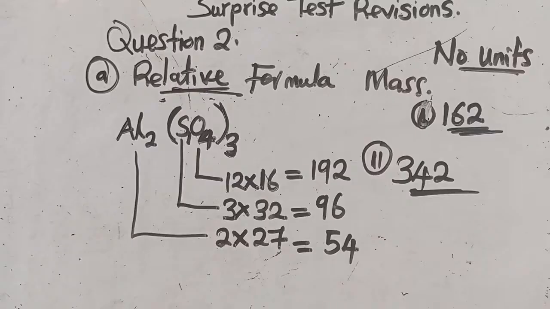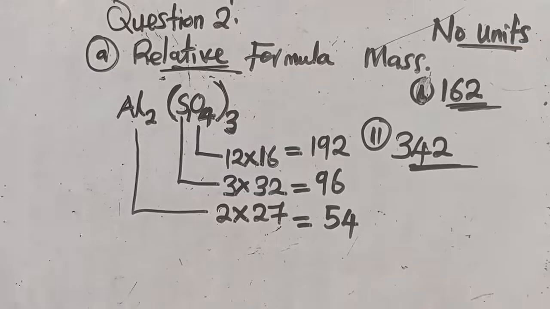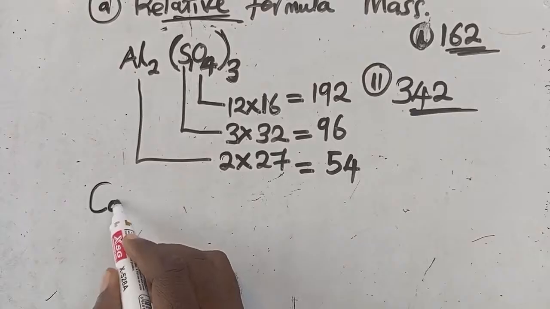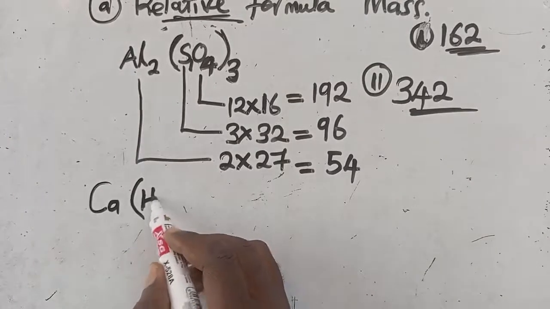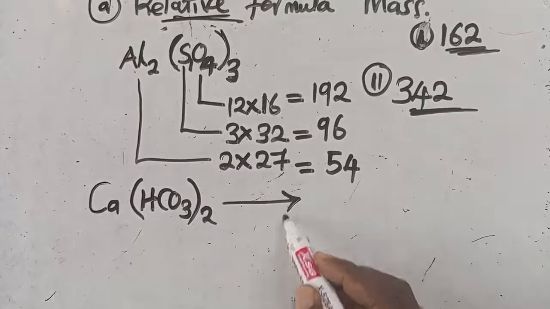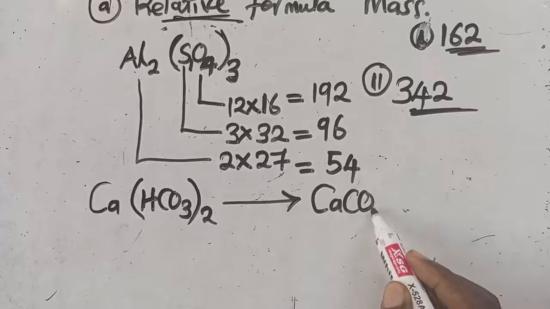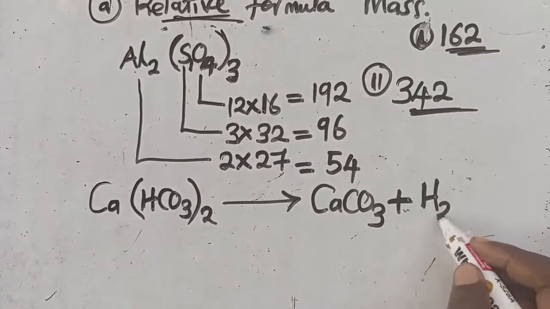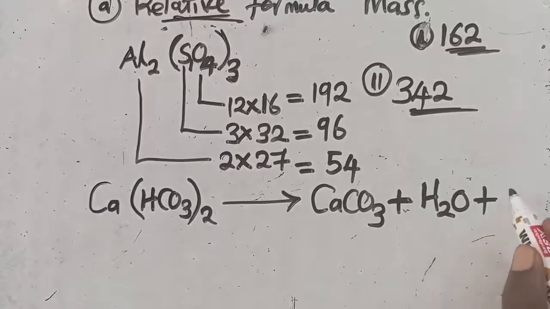You are given a question to say, when water containing dissolved calcium hydrogen carbonate is boiled, the calcium hydrogen carbonate decomposes according to the chemical equation. The chemical equation was like this. You are given calcium hydrogen carbonate like this. We've got a 2 there. When it decomposes, we've got calcium carbonate being formed, plus we've got the water here. We also have plus what?